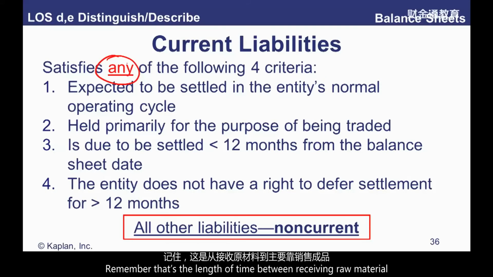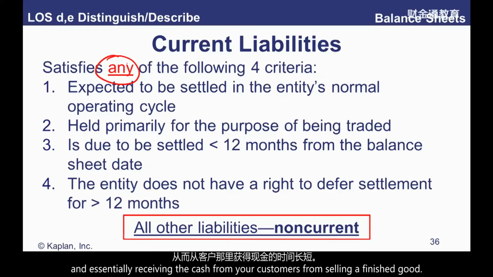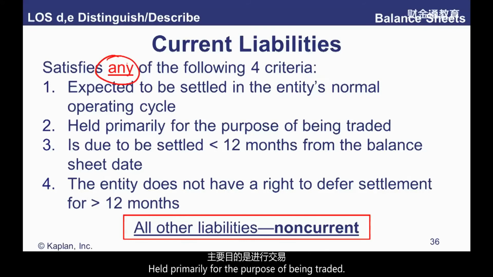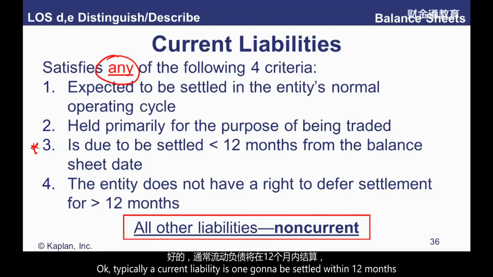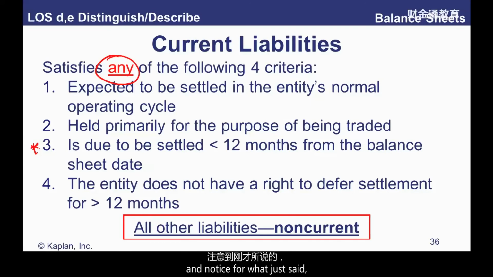Remember, that's the length of time between receiving raw materials and essentially receiving the cash from your customer from selling a finished good. Held primarily for the purpose of being traded, it's due to be settled within 12 months from the balance sheet date. And that's the one that I would really focus on and make sure you're clear of. Okay, so typically a current liability is one that's going to be settled within 12 months. And notice point 4 is just saying, therefore we cannot defer settlement for greater than 12 months. If we could, it would be a long-term liability.